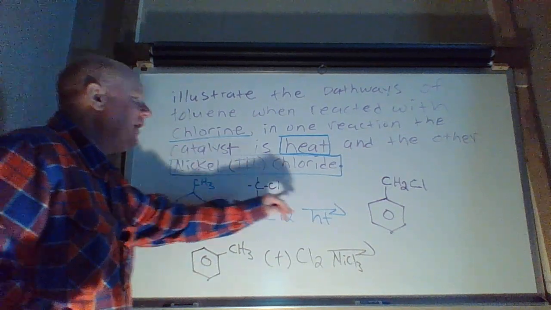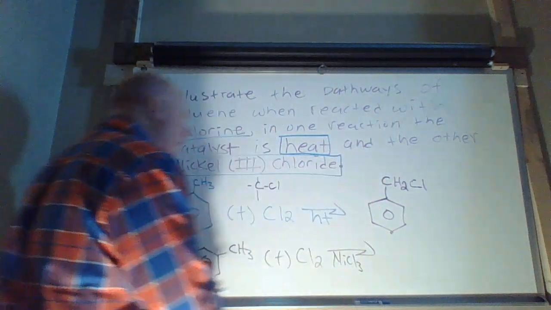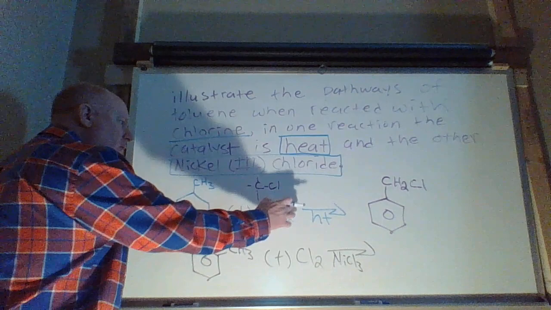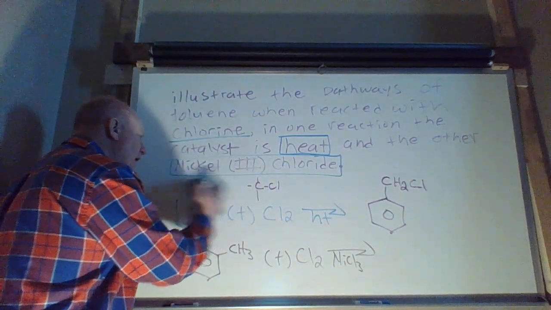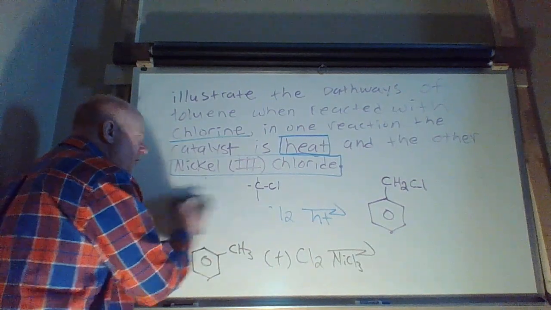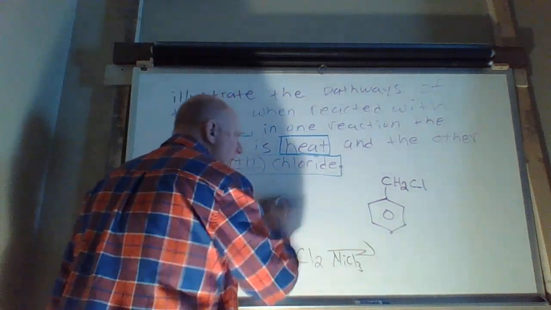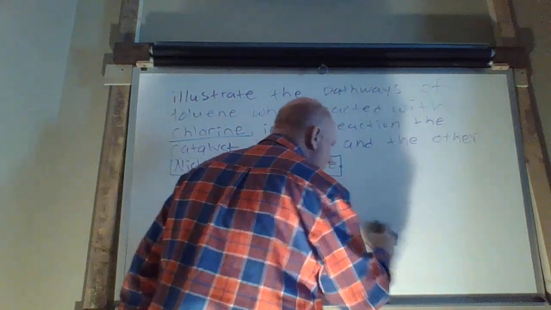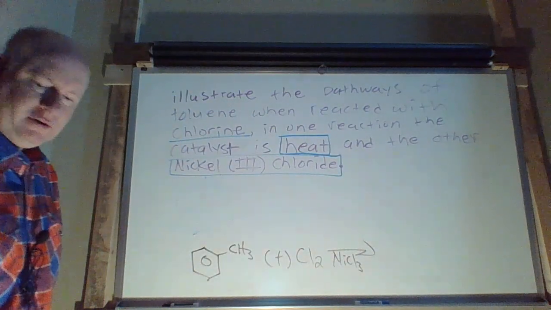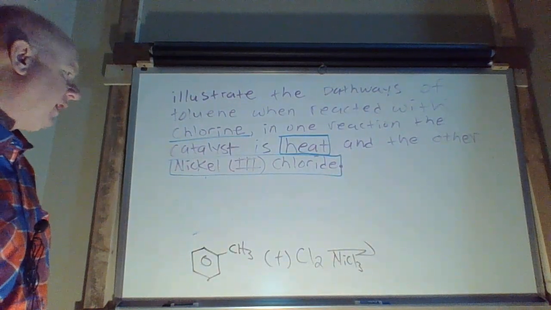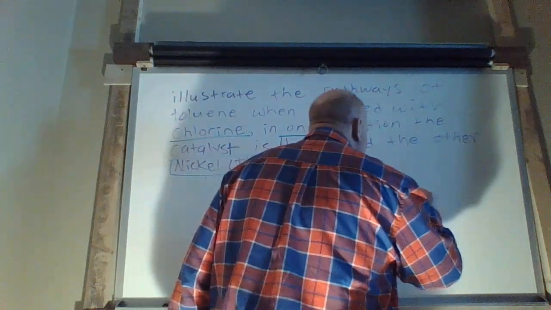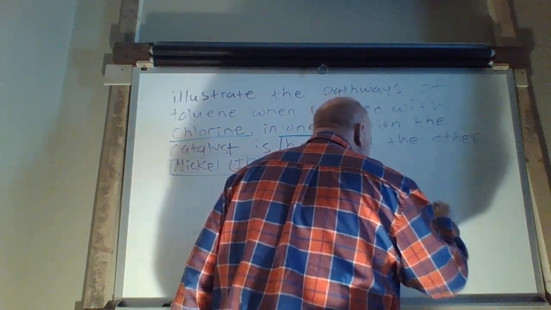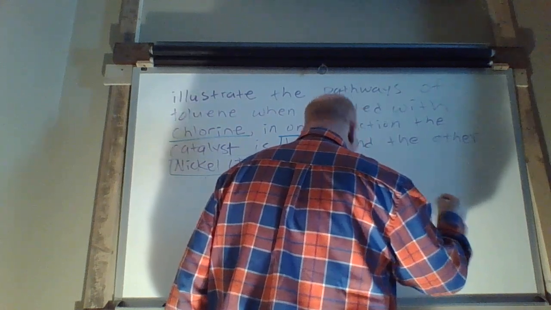Okay, but anyway, here is your product for chlorinating toluene with heat, okay? So if we are going to chlorinate toluene with a catalyst, in this case, a metal catalyst, if you said you're going to get two products with that, you would be correct, okay? Because now you need to look at what your directors are, okay?